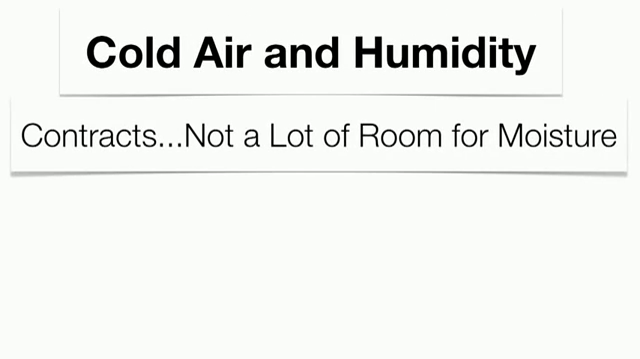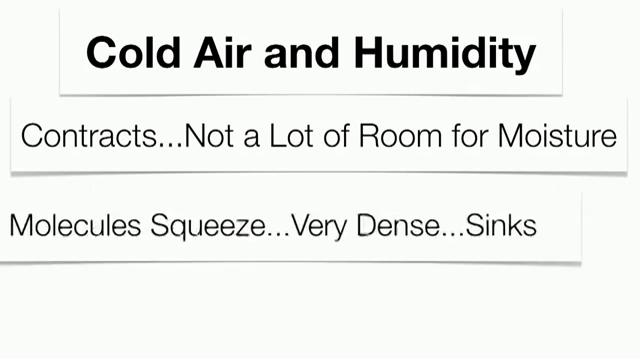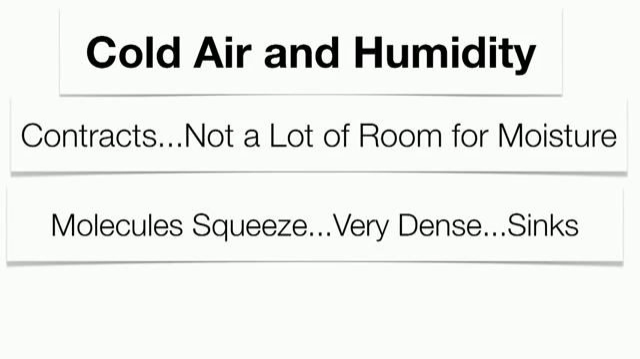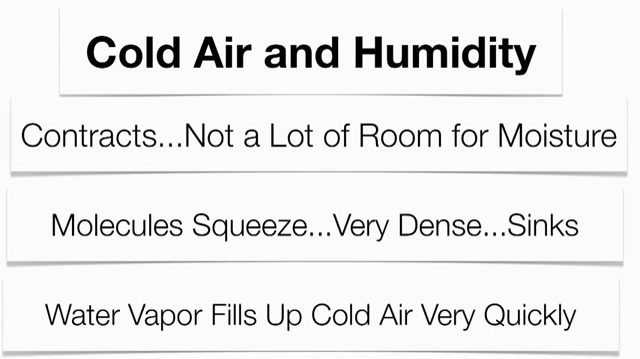So cold air doesn't have a whole lot of room for moisture to work its way into because cold air contracts. Those molecules get squeezed close together, very tightly and densely packed, which means that the air is going to sink. Dry air is usually found associated with colder temperatures because there's just not a lot of room for water vapor to work its way into. And the water vapor that does work its way into cold air fills up extremely quickly.